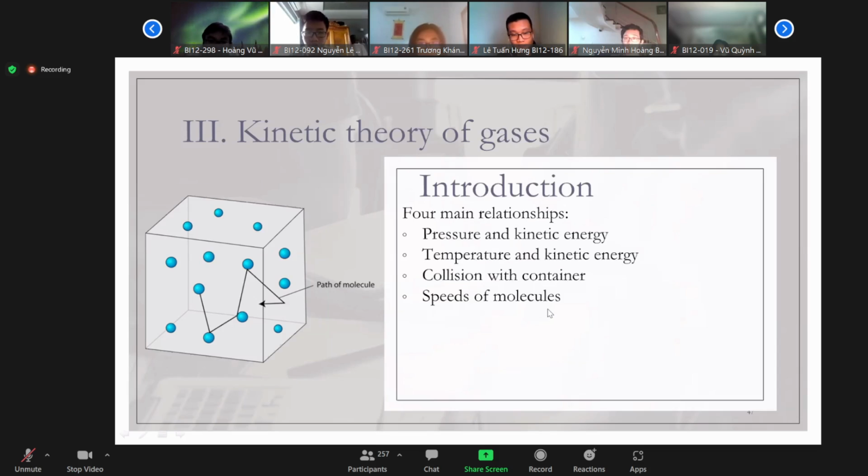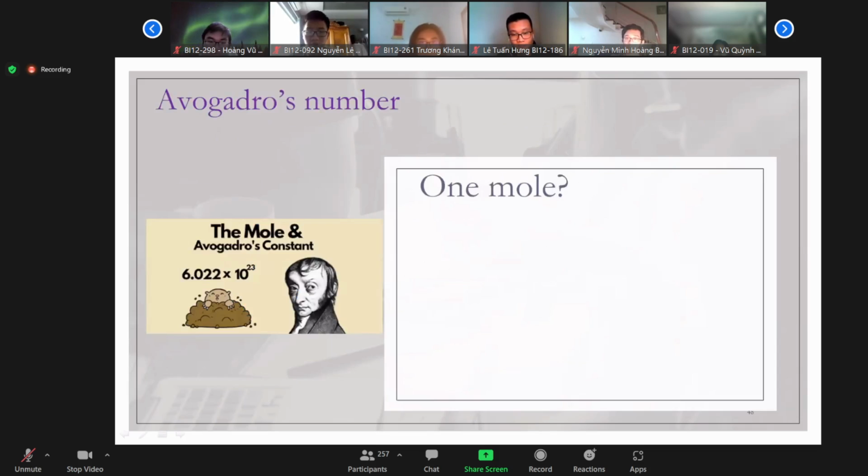Good. So now we try to remind you of the very simple definition. What is 1 mole? Actually, for example, in chemistry, you talk a lot about moles, but what is the definition of 1 mole? Does someone know?